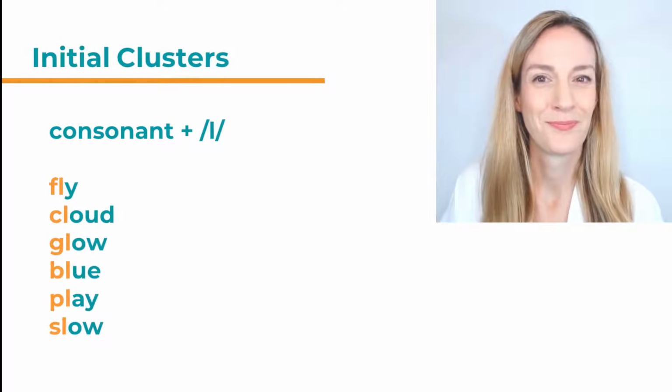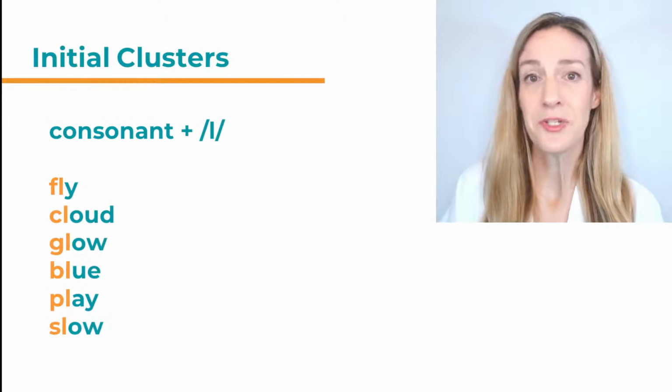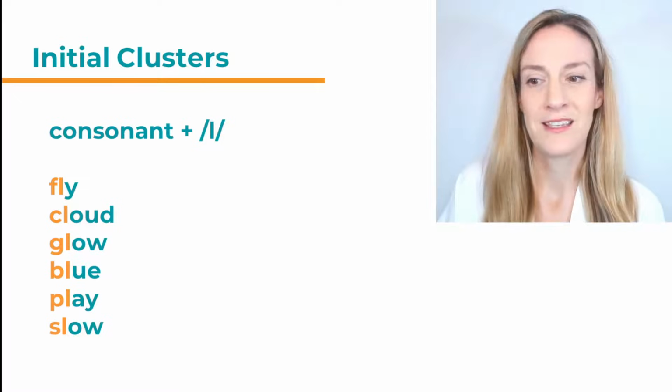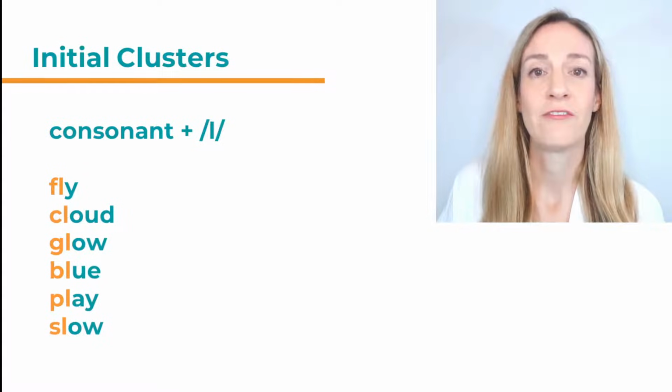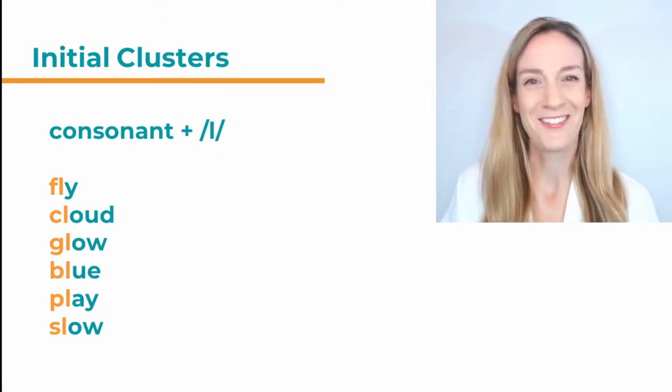Excellent. Here is another pattern for an initial consonant cluster, and the pattern is a consonant sound plus l. Let's have a look. Fl, fly, cl, cloud, gl, glow, bl, blue, pl, play, sl, slow. Excellent, very good.